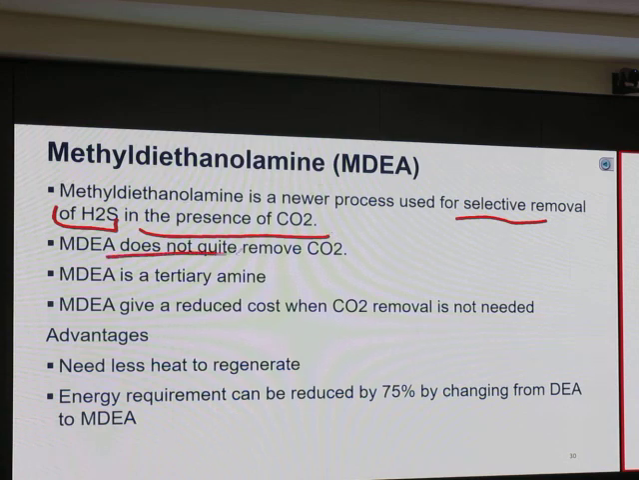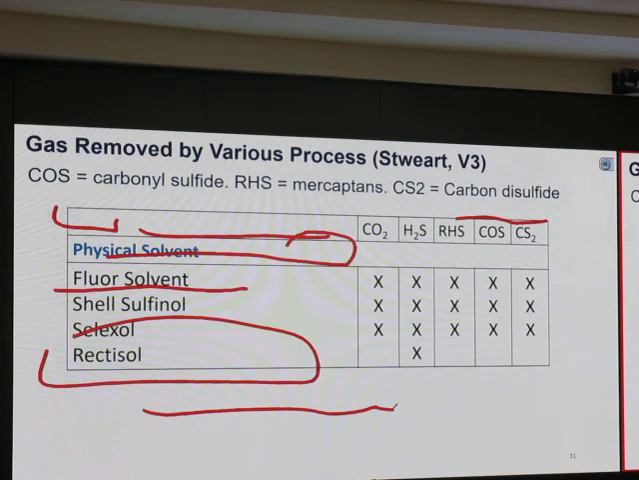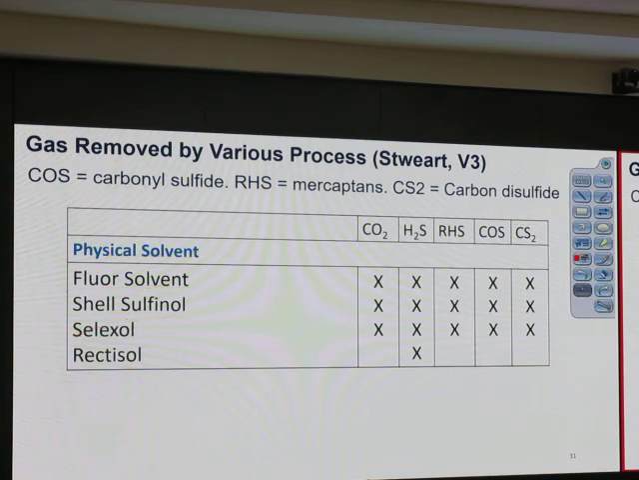MDEA does not quite remove CO2. MDEA is a tertiary amine. It has nitrogen and the rest have three arms. Advantage: it needs less heat to regenerate. Energy requirement can be reduced by 75% changing from DEA to MDEA. And it's less harmful. So this is MDEA, an amine that we use.